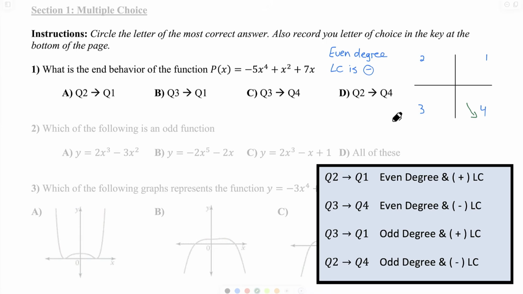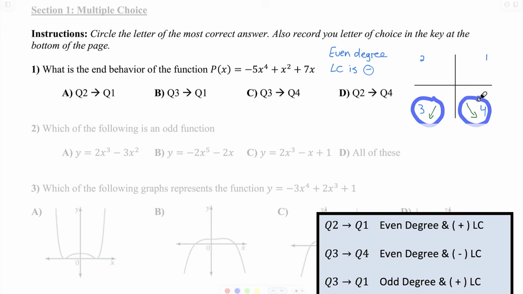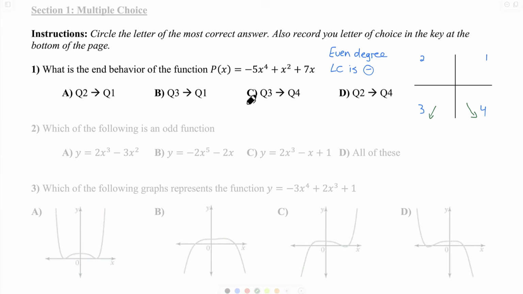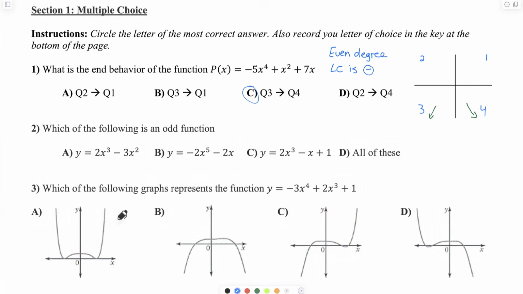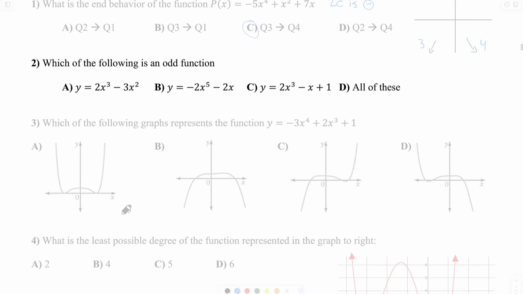And because it's even degree, I know the function starts and finishes on the same side of the x-axis. So as I move to the left, the function must be going down as well. So you can tell from my diagram here that the end behavior is that it goes from quadrant 3 to quadrant 4. So my answer is C.